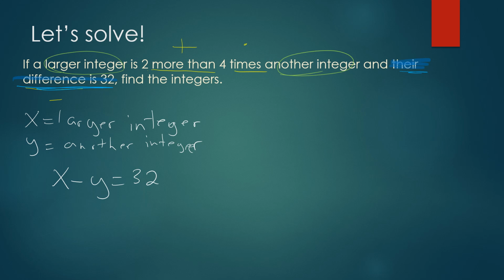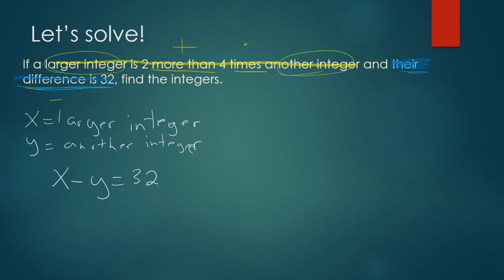Now, I don't know how to solve an equation where there's only one variable. So I need to rewrite one variable in terms of the other variable. Now we need to use this first part. The larger integer is 2 more than 4 times another integer. Well, I know my other integer is y, and I know my larger integer is x.